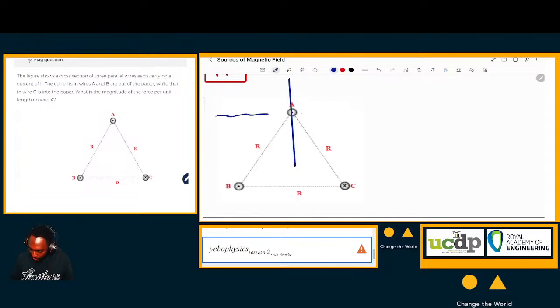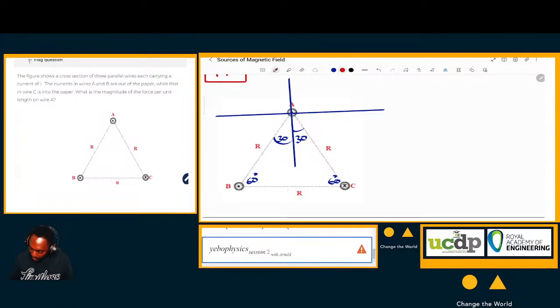Because we're looking at our reference A. Now, because this is an equilateral triangle, obviously this is 60, 60. That means that this is 30 and this is 30.